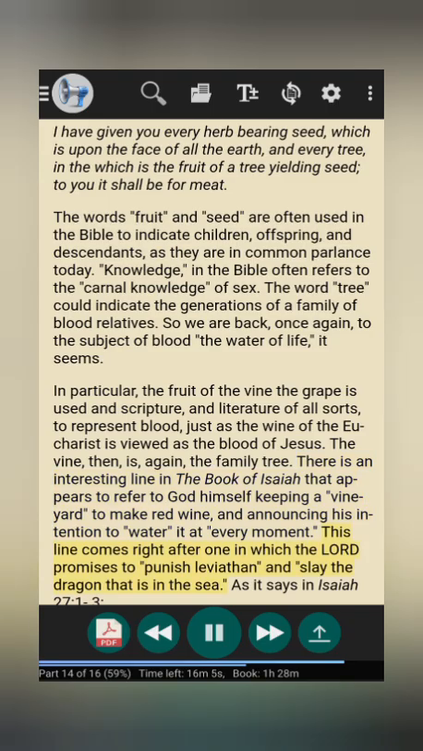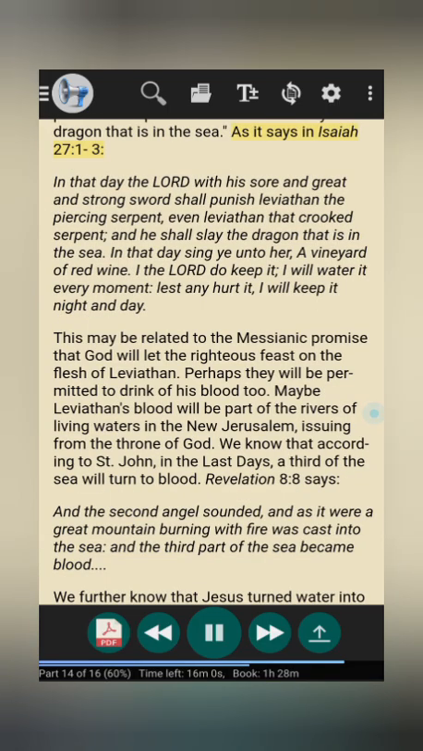This line comes right after one in which the Lord promises to punish Leviathan and slay the dragon that is in the sea. As it says in Isaiah chapter 27, verses 1-3, "In that day the Lord with his sore and great and strong sword shall punish Leviathan the piercing serpent, even Leviathan that crooked serpent, and he shall slay the dragon that is in the sea. In that day sing ye unto her, a vineyard of red wine. I the Lord do keep it. I will water it every moment. Lest any hurt it, I will keep it night and day."